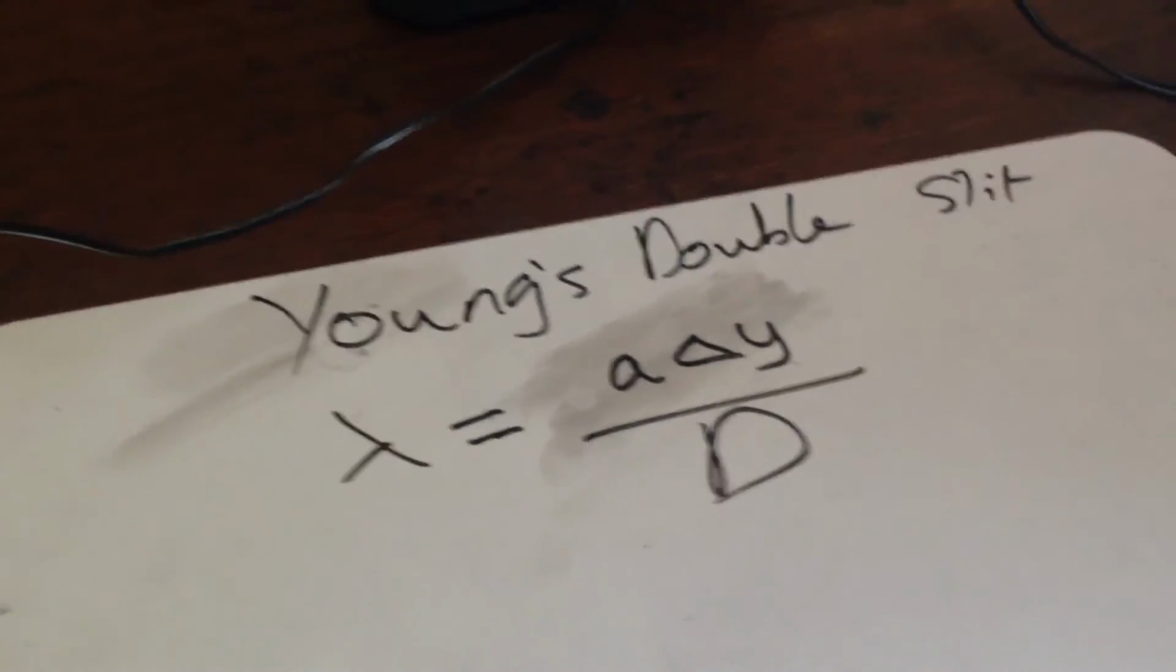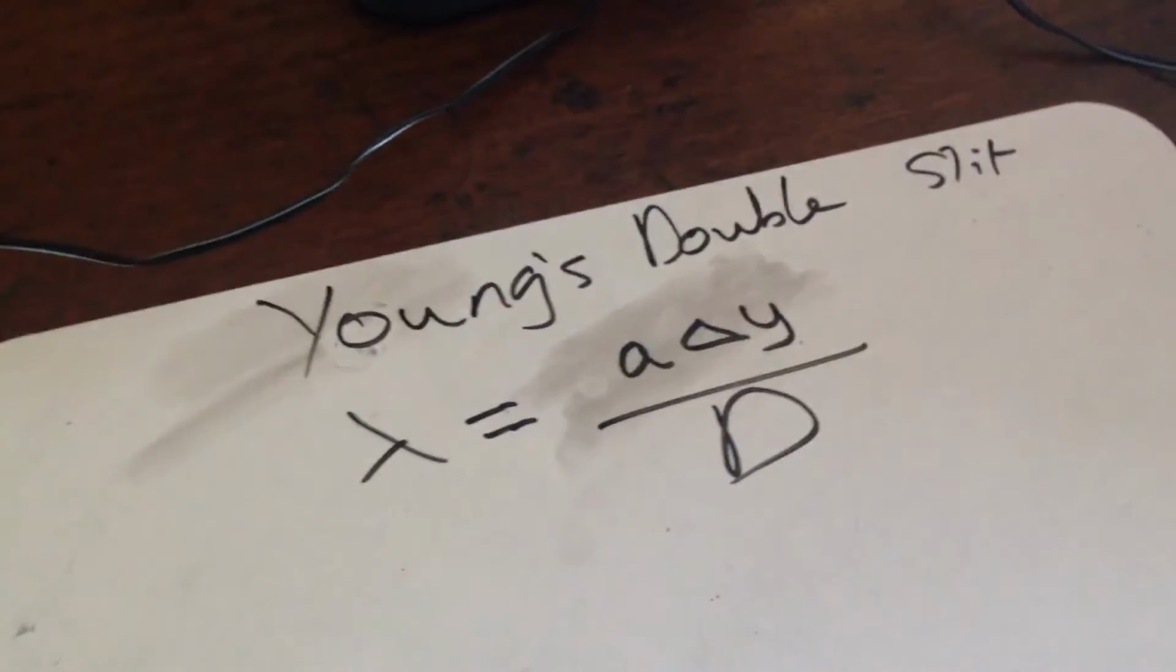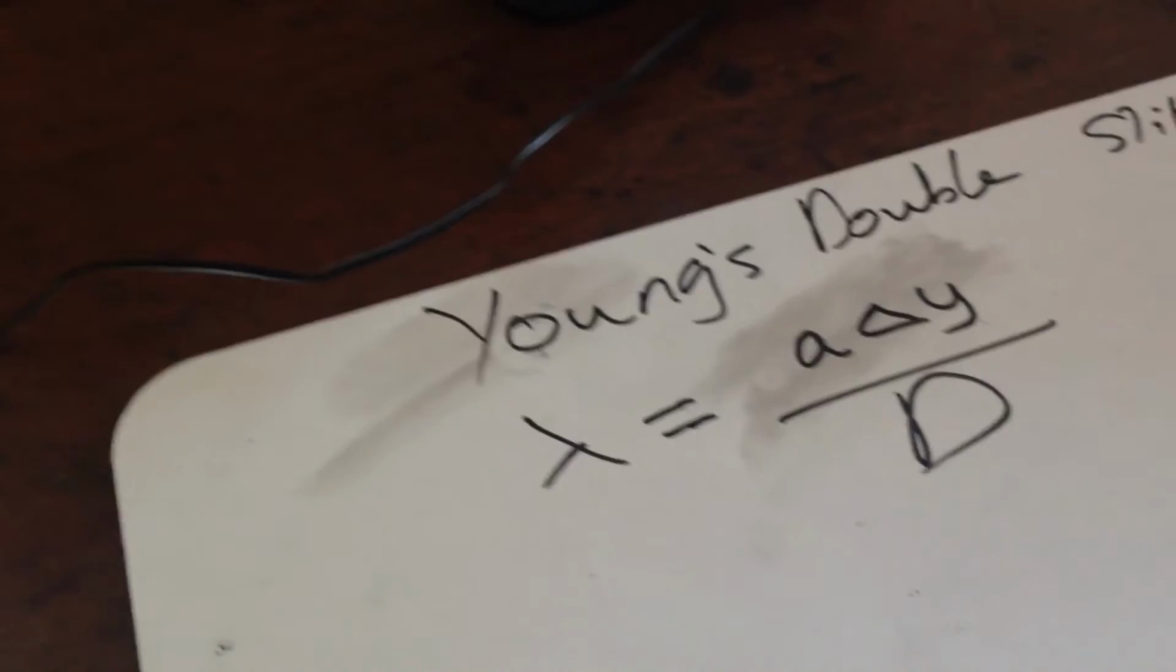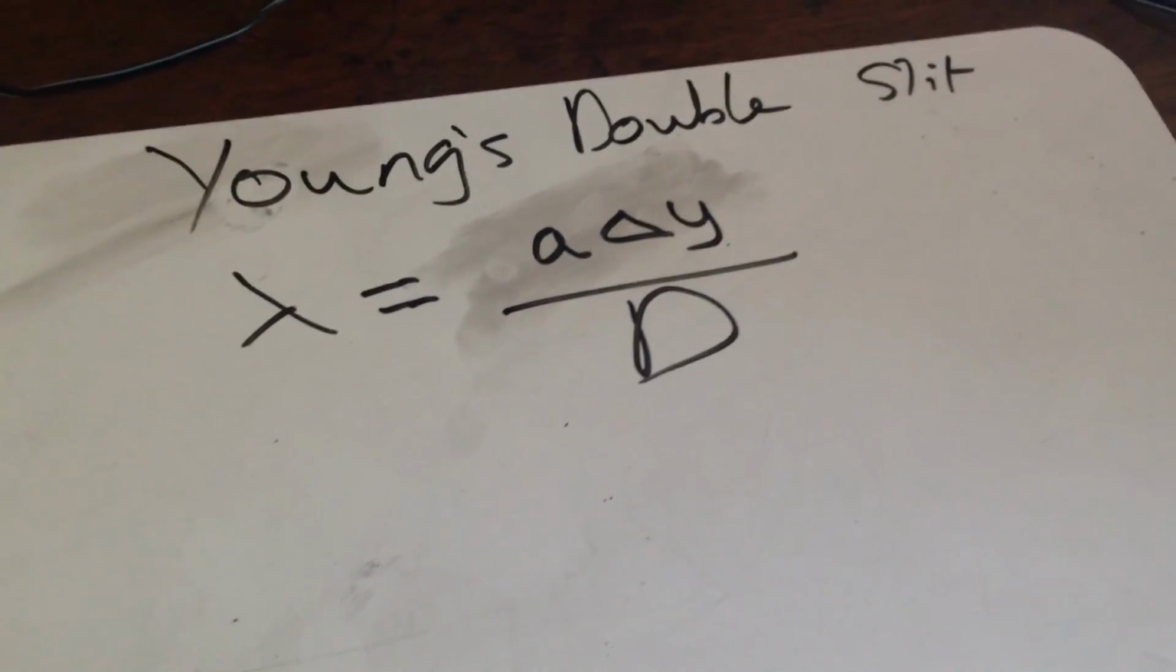In this case, they have not. Once we've made our measurements, the distance between the screen and the slits, the fringe spacing, the slit spacing, we can then determine the wavelength using that formula.